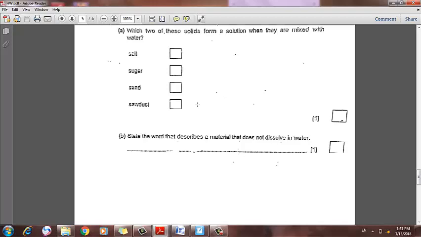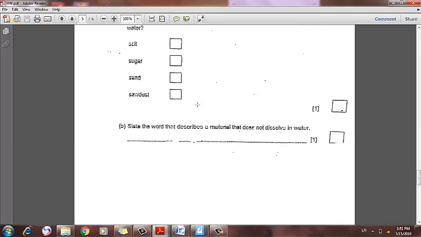State the word that describes materials that do not dissolve in water. Materials that do not dissolve in water. Which word describes them? It's insoluble. Excellent. Insoluble.